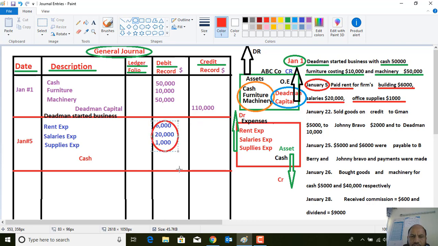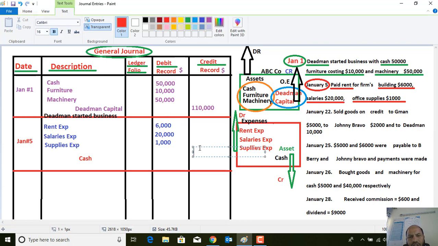So the business paid cash. So we will record the cash amount that we paid for all these three transactions. In simple terms, 6,000 plus 20,000 is 26,000, plus 1,000 is equal to 27,000. Now we will write down over here that the business paid 27,000 rupees for all these three accounts, for all the aforementioned accounts.